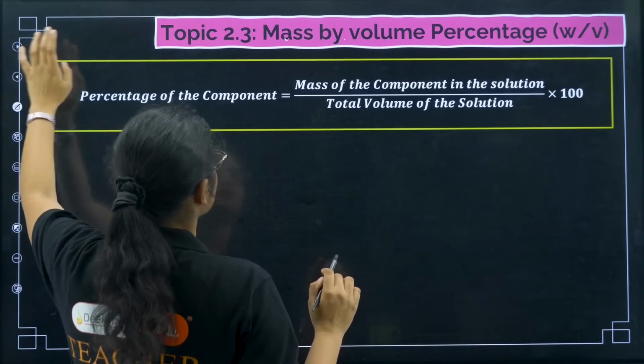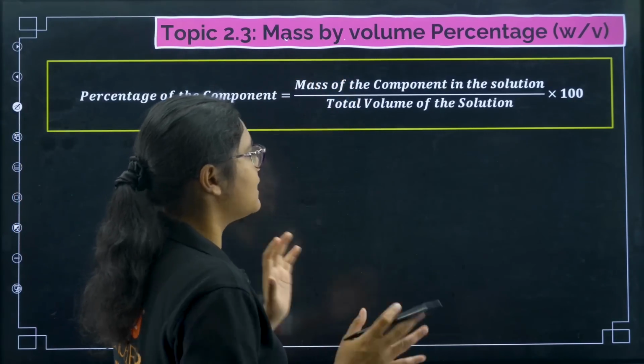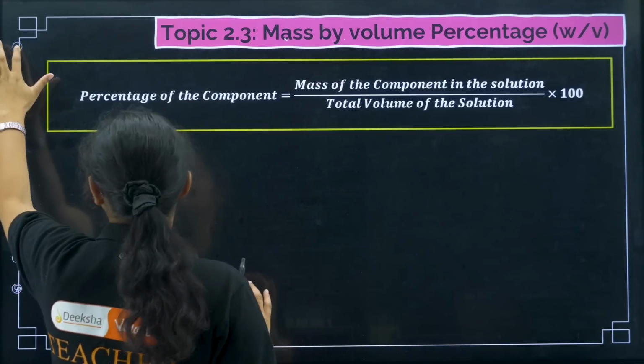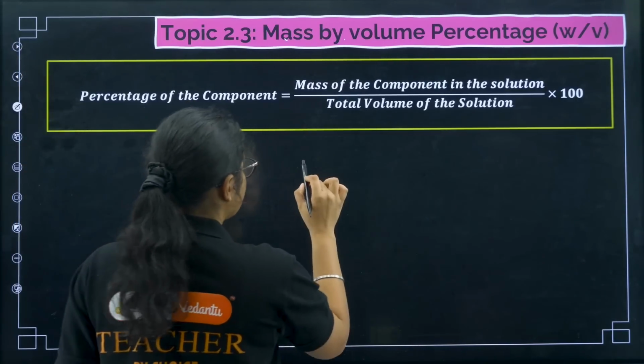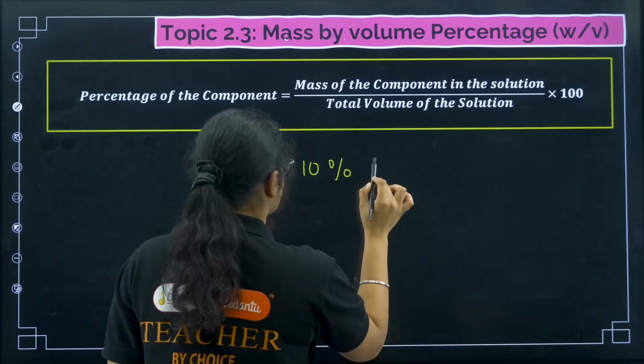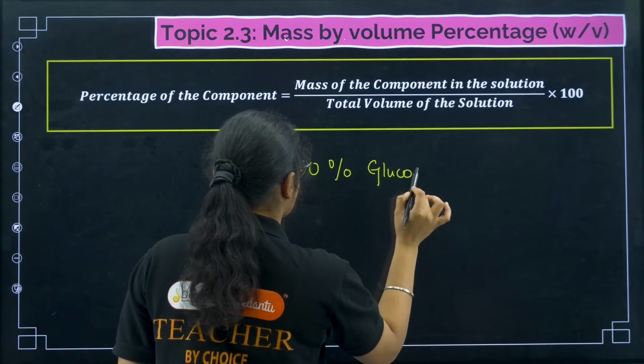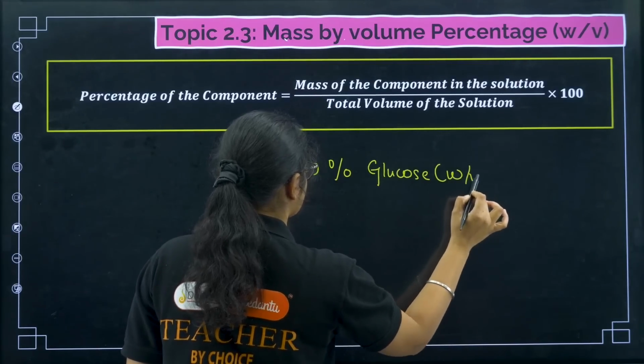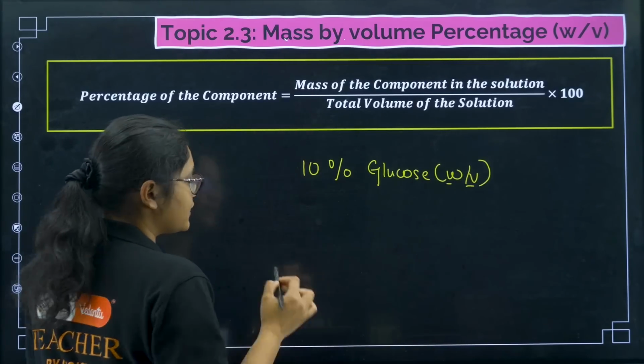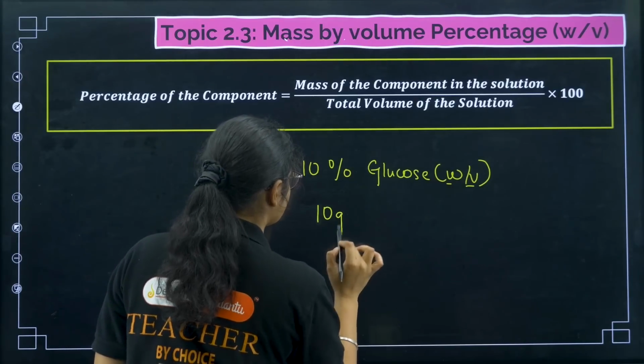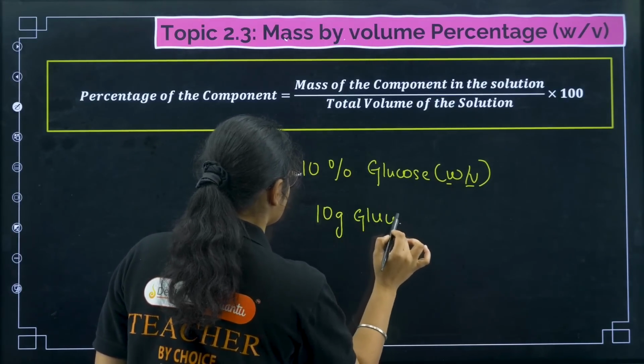Okay, now we were on mass by volume, right? So suppose I write here 10% glucose, W by V. So this means weight by volume. So the meaning here is 10 gram of glucose is there.